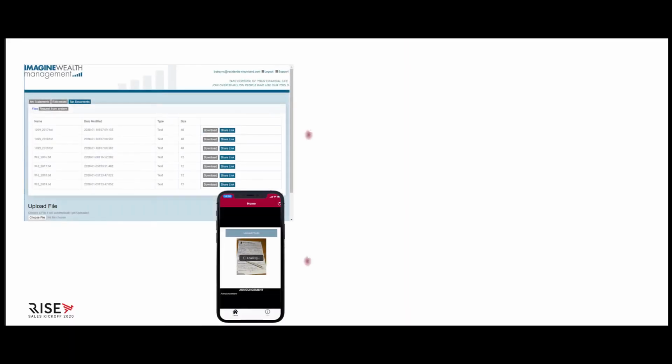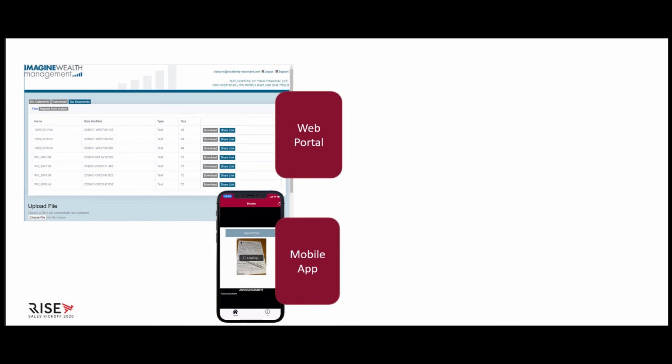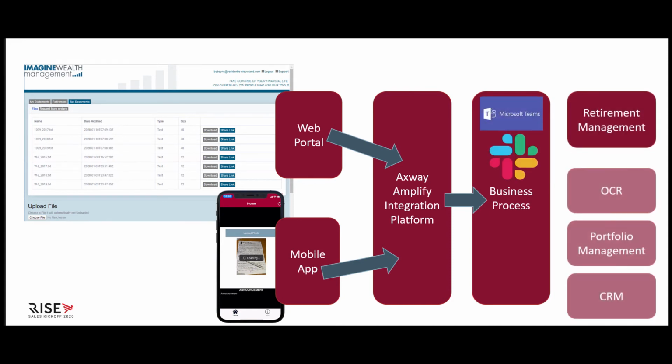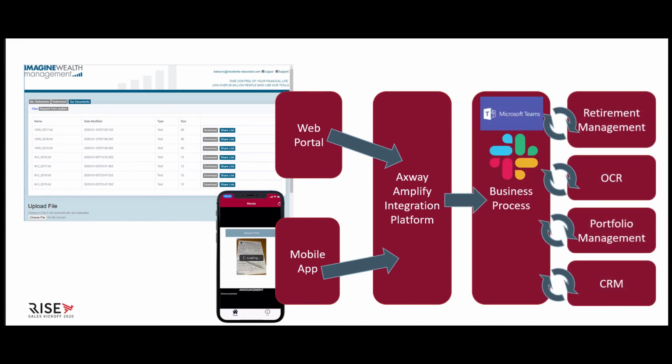So by launching such a process, by scanning a form, both from my mobile app and the web portal, business processes can be started via the Axway Amplify integration platform. Business processes can include any other application, a retirement management system, an OCR system to scan the form, portfolio management to align my portfolio with my retirement process, and also a CRM system to do all the communication.